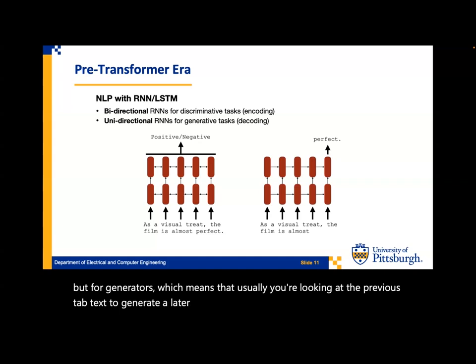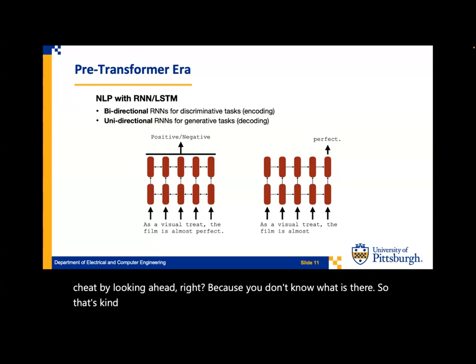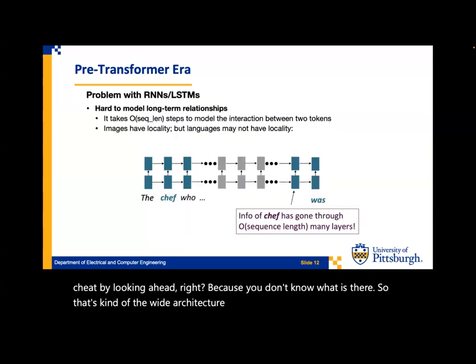So you can't cheat by looking ahead, right? Because you don't know what is there. So that's why the architecture is designed like that.